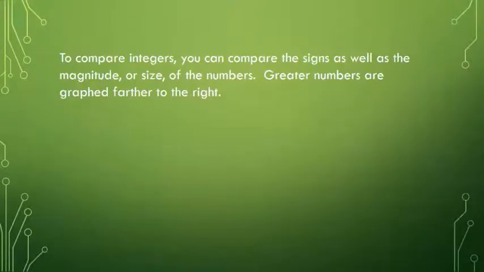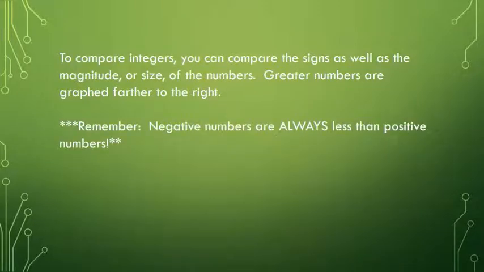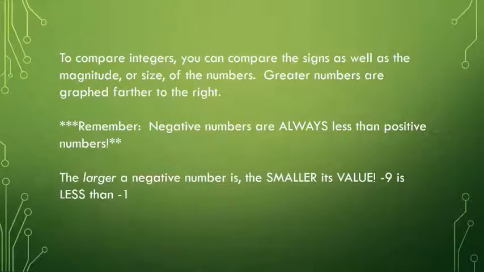To compare integers, we have to compare the signs as well as the magnitude or the size of the numbers. The greatest numbers are graphed farther to the right. We have to remember that negative numbers are always less than positive numbers. The greater numbers are the positive numbers, and the positive numbers are always to the right, whereas the lesser numbers are always negative numbers and they are graphed farther to the left. The larger a negative number is, the smaller is its value. For example, -9 is less than -1.